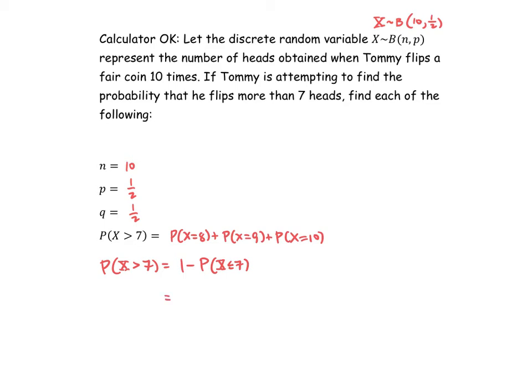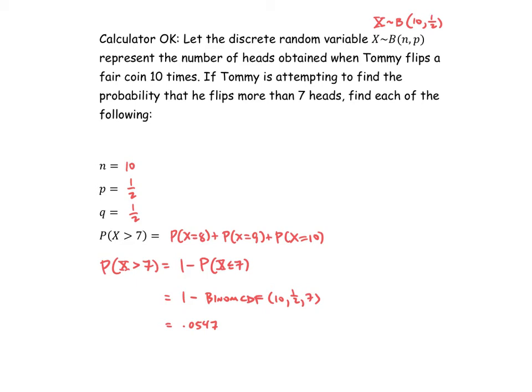So I'm going to do 1 minus a binomial CDF at 10, 1/2, and 7. Let's figure out what that equals. 1 minus binomial CDF, 10, 0.5, and 7. Now we want to include 7 because we want to know the probability that x is less than or equal to 7 and take that away from 1. It looks like I end up getting 0.0547, so about 5.5%.